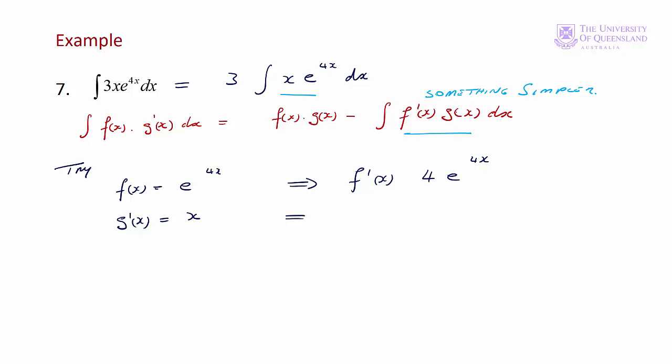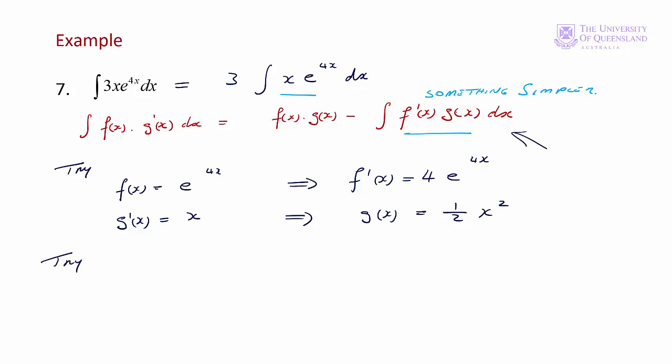And we can integrate that quite simply using our reverse power rule. So that will be g of x will equal 1/2 x squared. If we have f prime x equal to 4e to the 4x and g of x equal to 1/2 x squared, substituting in there, is that simpler than x times e to the 4x as an integrand? Probably not. So let's try the other combination.